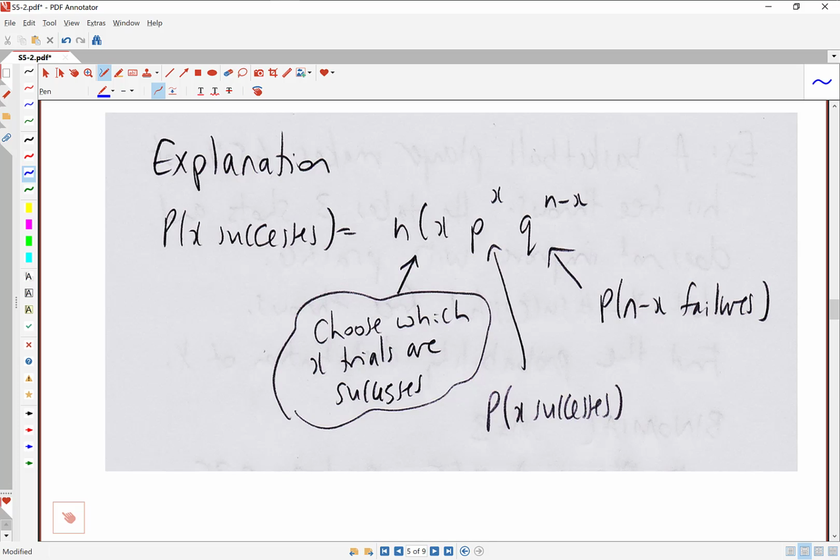So let's talk briefly about where this formula comes from. We're calculating the probability of getting X successes when we do N trials. So first thing we're going to have to do is think about which X trials are successes. Is it the first X trials? Is it the last X trials? Is it every other trial? So we have to make that choice. And that comes from the very first problem that we talked about in this video.